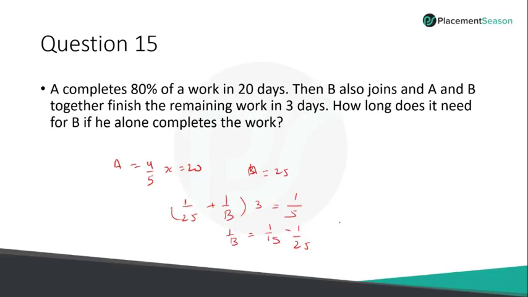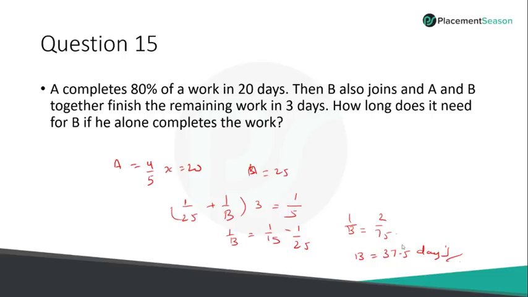So calculate, we'll get the answer. B is equal to... 1 by B equal to 2 by 75. So B is equal to 37.5 days. This is very simple.